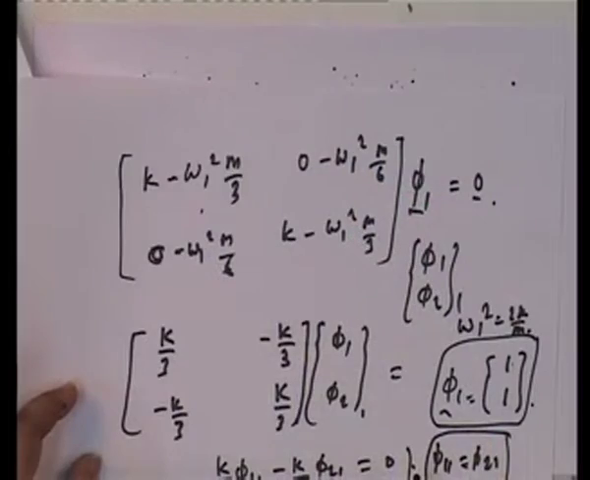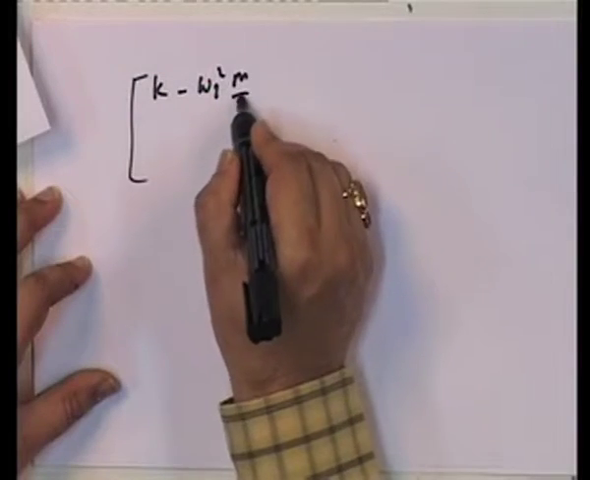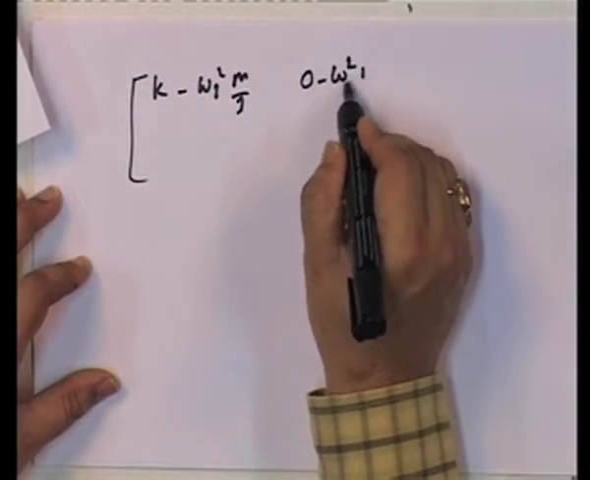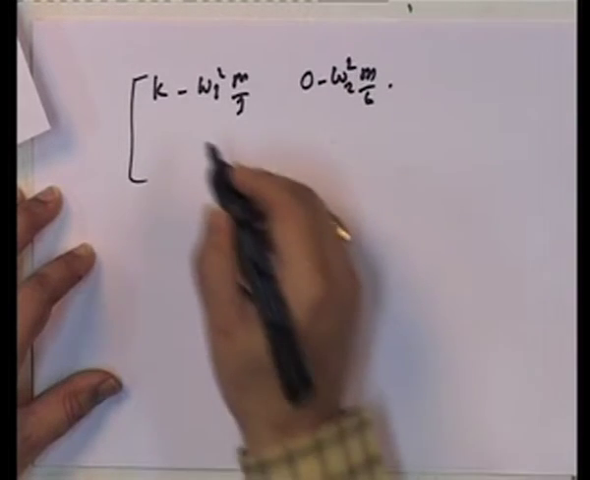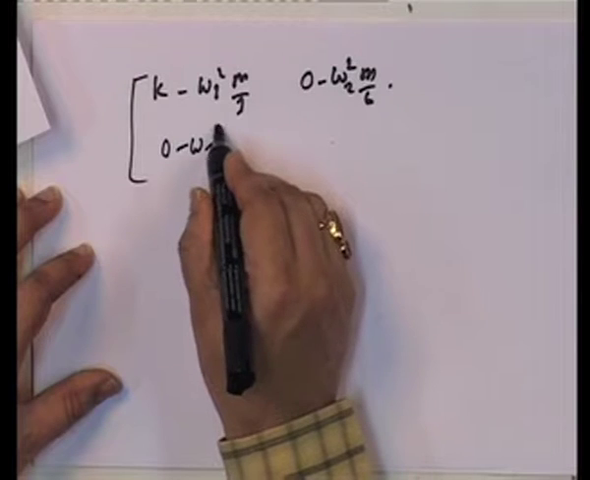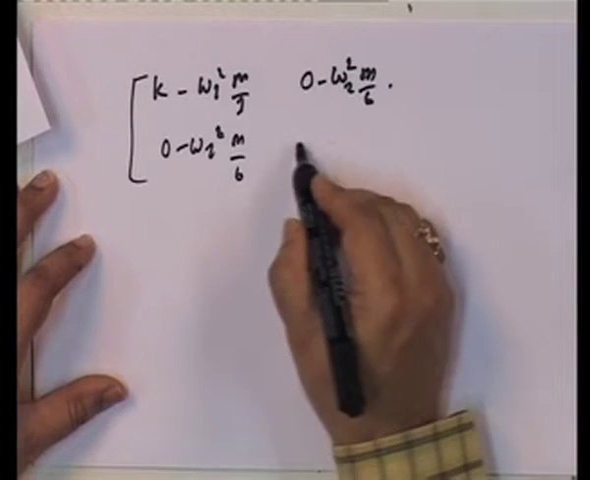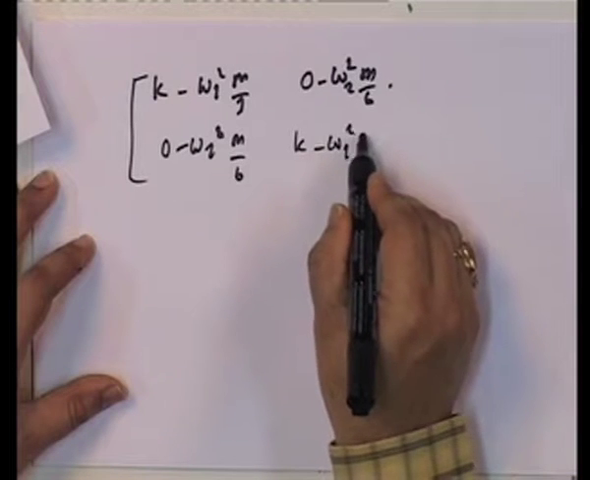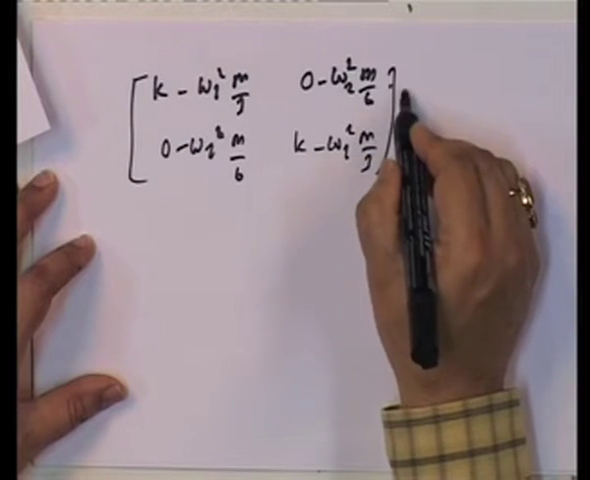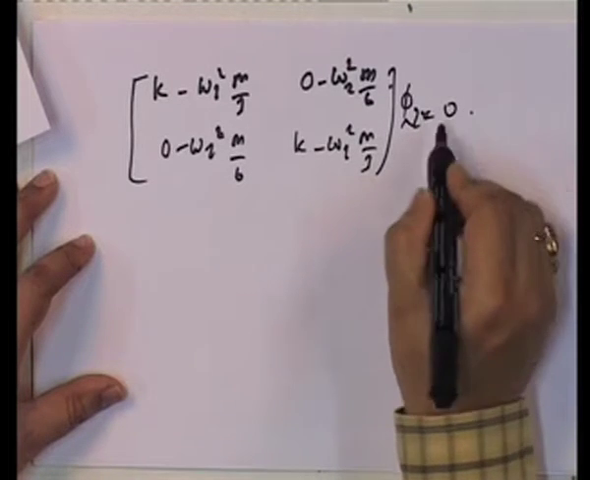The mode shape as it is given is dependent on the degrees of freedom, because here it is V 1 and V 2. Okay. So, but let us go back and try to solve the second one. The second one will give what? K minus omega 2 squared m by 3, 0 minus omega 2 squared m by 6, 0 minus omega 2 squared m upon 6, k minus omega 2 squared m by 3 into phi 2 is equal to 0.